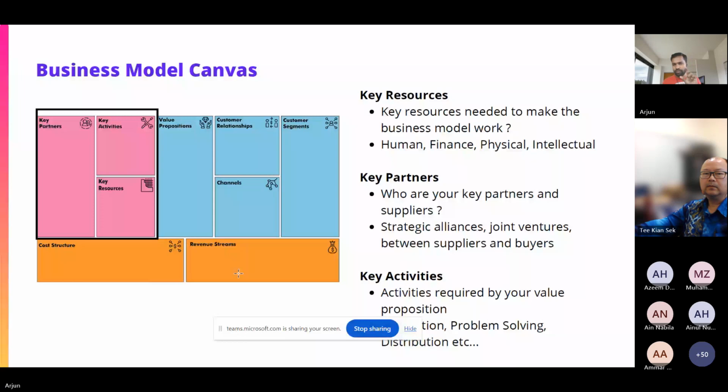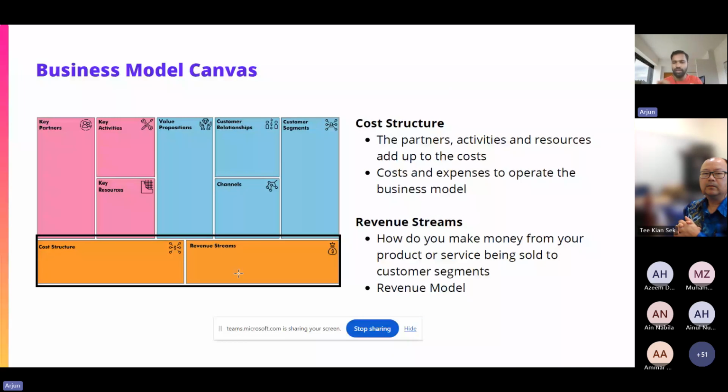So it all starts with your customer segment, value proposition, channels, customer relationship. And for all of this, what is your key activity? And for this key activity, what key resources do you need, and who could be your key partners? And then to do all of this, what is your cost structure and how do you make money? How much cost do you need? Where are you going to spend money? How much money are you going to spend on each and every item? And then how are you going to make money? What is your revenue model?